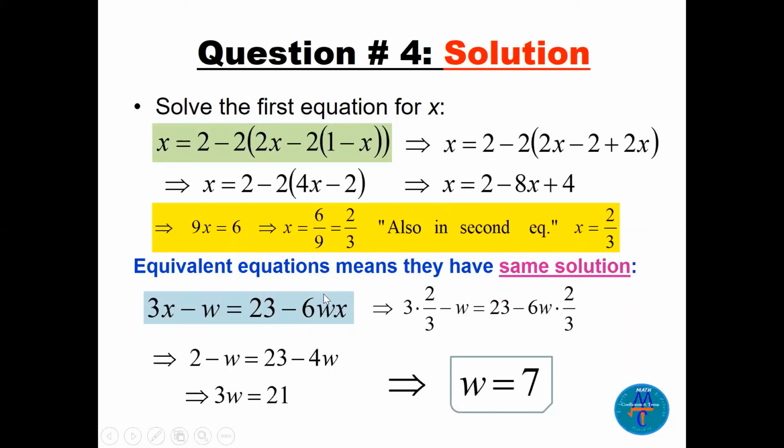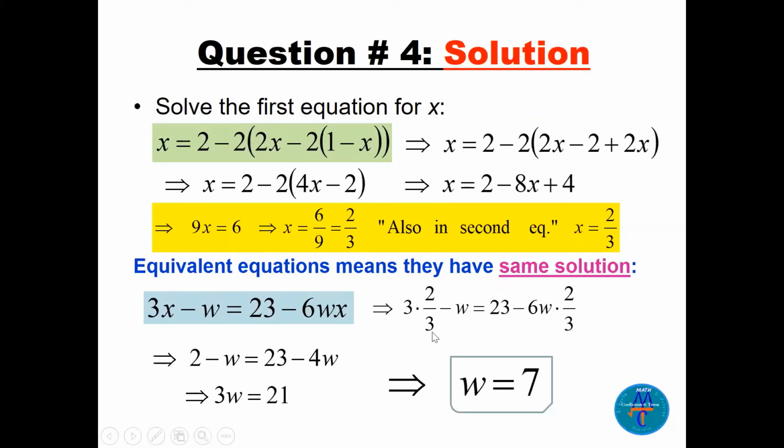So in the second equation, we have the same x. That's equivalent. Equivalent means the same solution. So I put in the x here. You see the x, I put 2 over 3. Only in the x. I leave the w, I leave 23, etc.